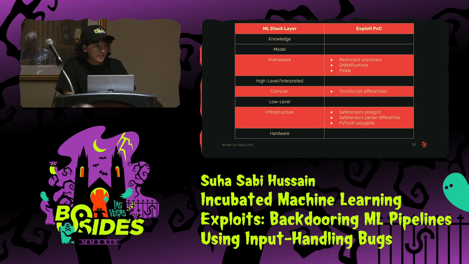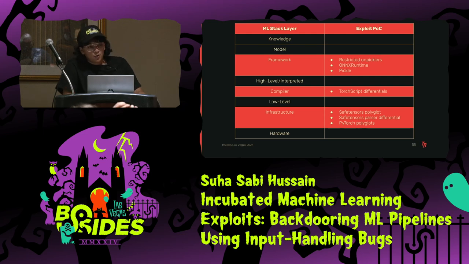Now, what a lot of people miss is how important and how complex the ML stack is. The model you choose changes the technologies in the stack. So when I'm assessing a system or doing some sort of vulnerability research, I'm always trying to think about what layer of the ML stack I'm dealing with. The layers listed are hardware, infrastructure, low level, compiler, high level, framework, model, and knowledge.